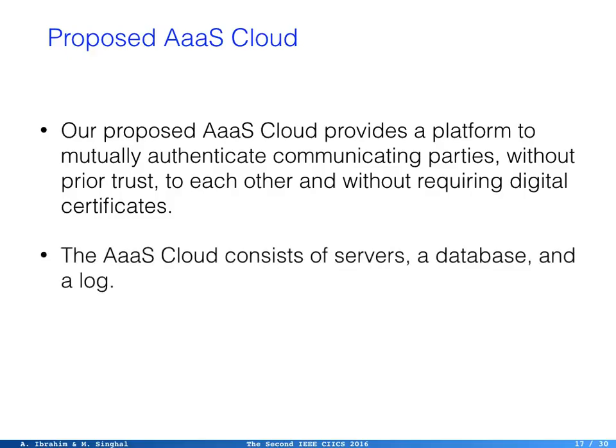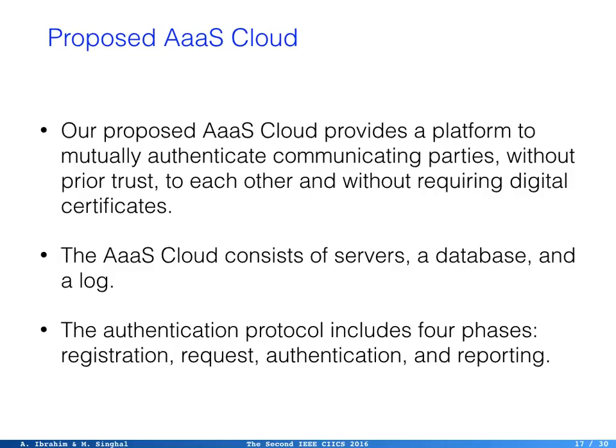Our proposed Authentication-as-a-Service cloud provides a platform to mutually authenticate communicating parties without prior trust to each other and without requiring digital certificates. Each entity is described as either a service requester or a service provider. As entities continue to use the IaaS cloud, they maintain good identity, reputation, and confidence in their credentials for future communication. The IaaS cloud consists of servers providing the authentication platform that allows entities to get the parameters required to establish communication, a database containing information about service requesters and service providers, and a log recording responses received from entities on whether the authentication process was successful or not.